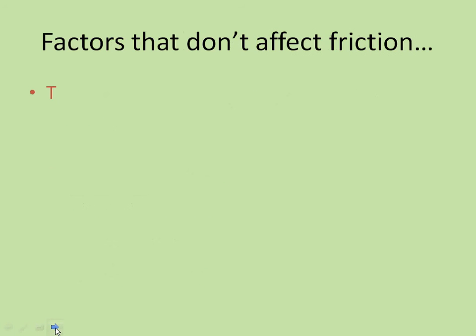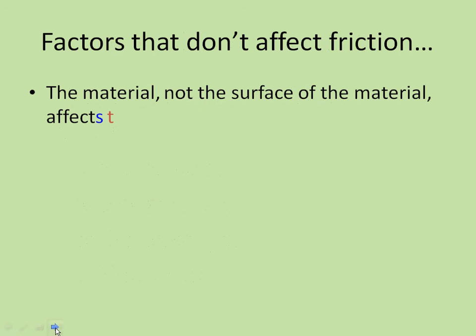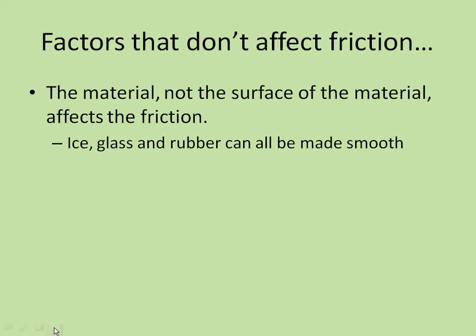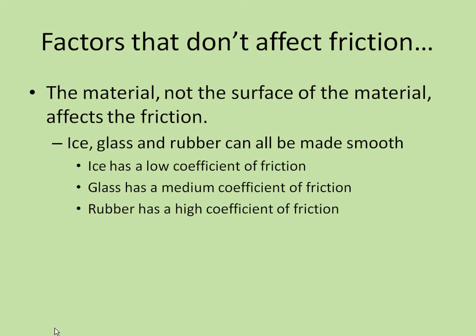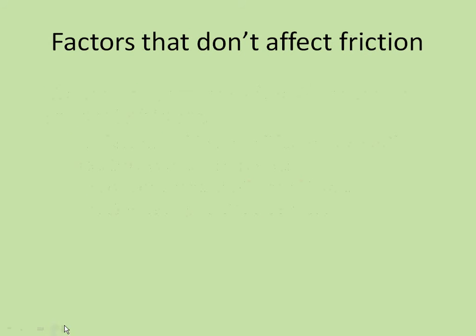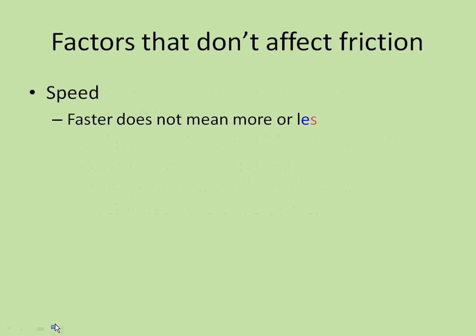Factors that don't affect friction: it's the material, not the surface of the material, that affects the friction. So ice, glass, and rubber can all be made smooth. Ice has a low coefficient of friction, glass has a medium, and rubber has a high coefficient. Speed doesn't affect friction. All it depends on are the two materials and the normal force.